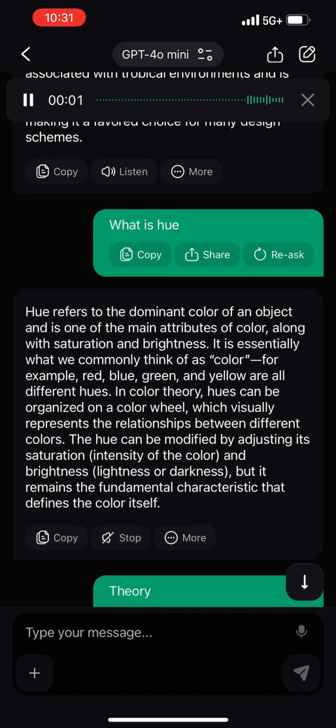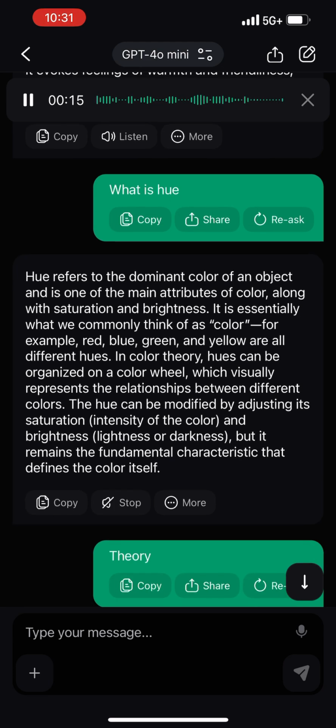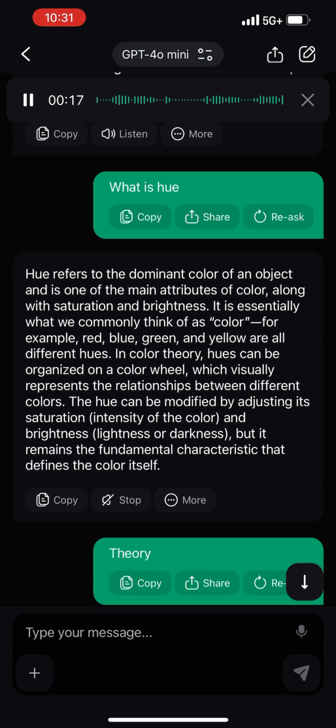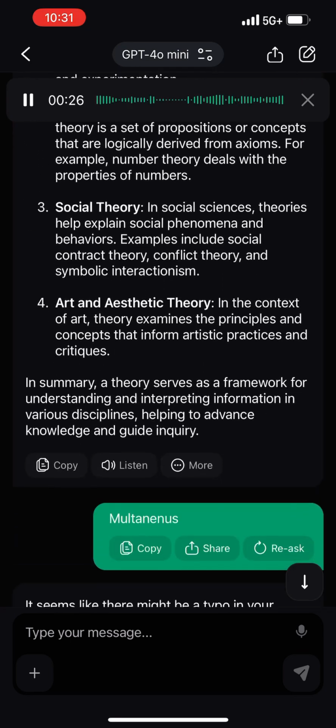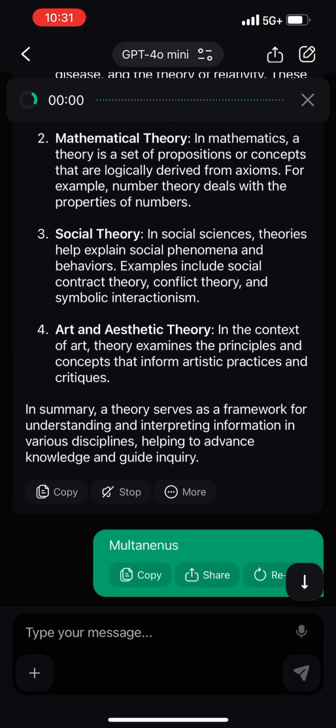Hue refers to the dominant color of an object and is one of the main attributes of color, along with saturation and brightness. It is essentially what we commonly think of as color. For example, red, blue, green, and yellow are all different hues. In color theory, hues can be organized on a color wheel, which visually represents the relationships between different colors. The hue can be modified by adjusting its saturation, the intensity of the color.